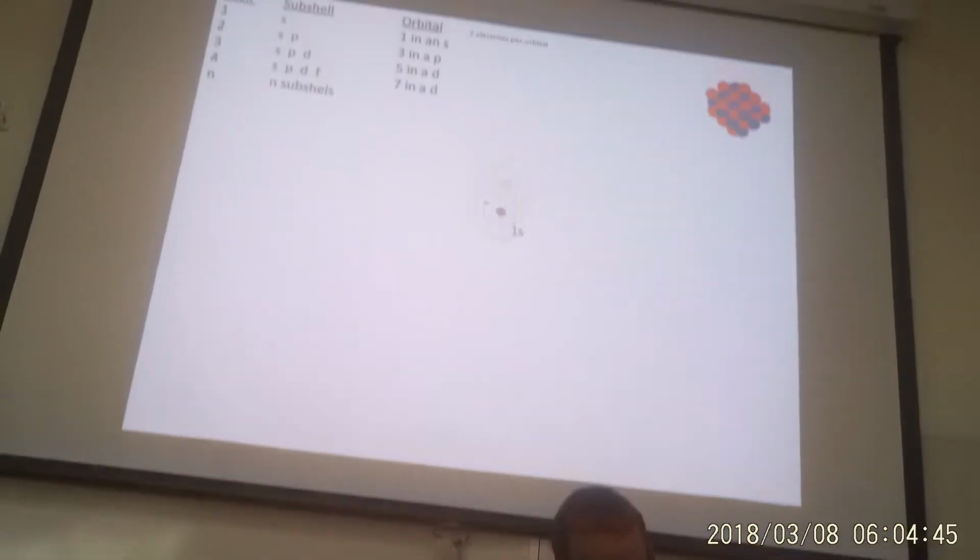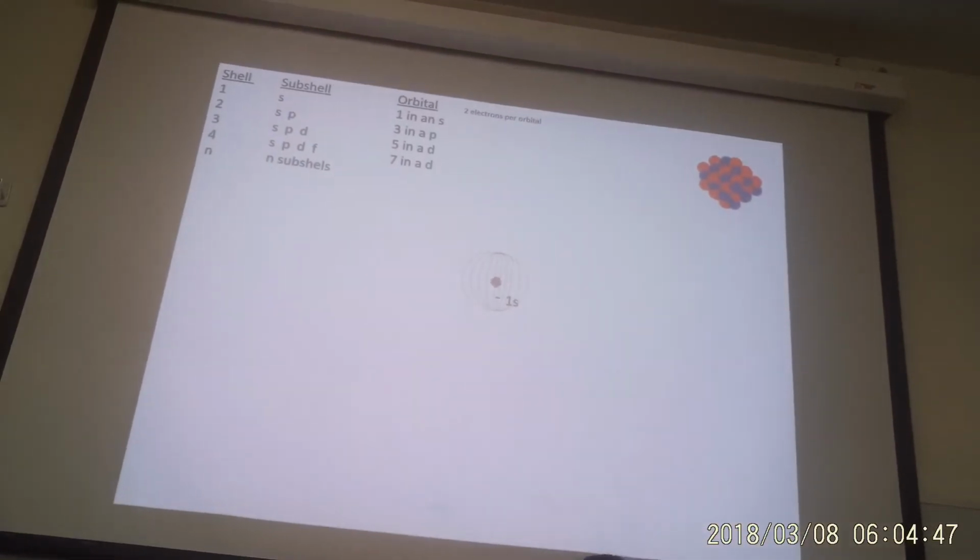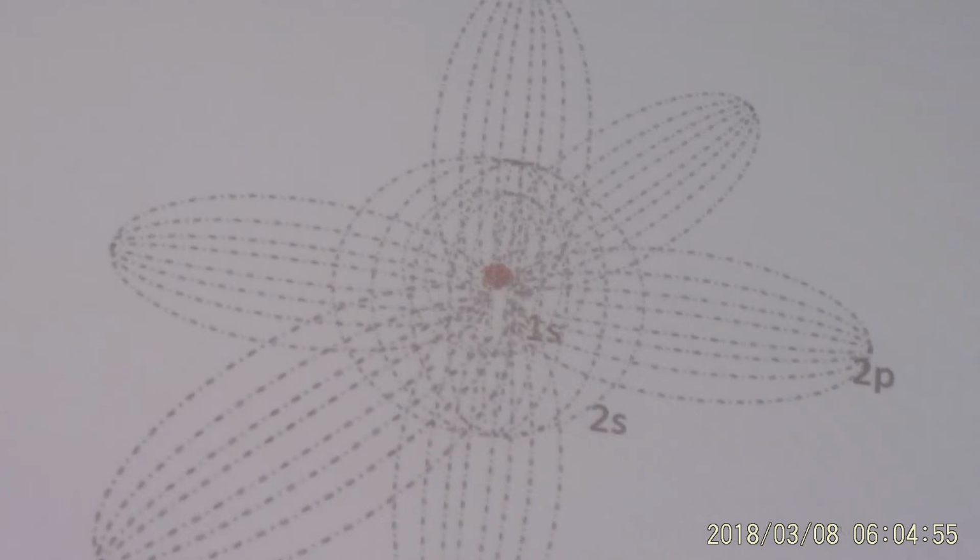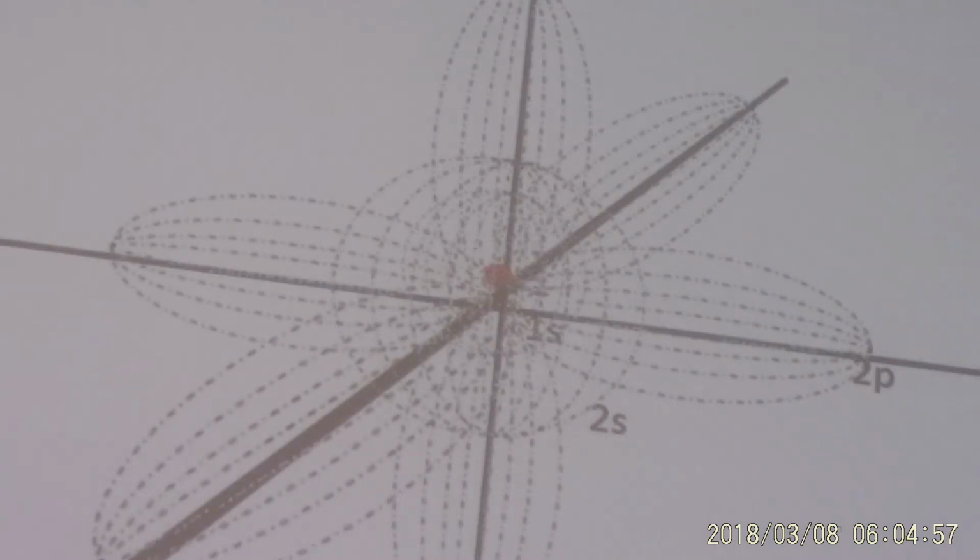So after I put a second electron into 1s, I need to bring in my second shell. The second shell is going to contain a 2s and a set of 2p orbitals, right? The first two electrons go into a 2s. There's our second electron in the 2s. And the next one starts to fill in 2p.